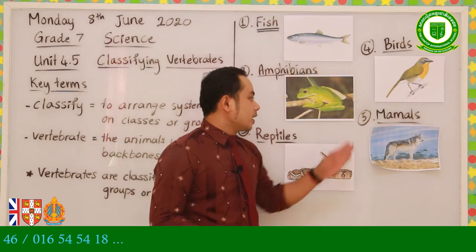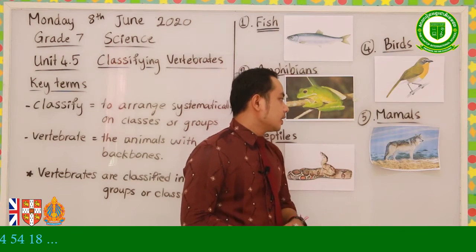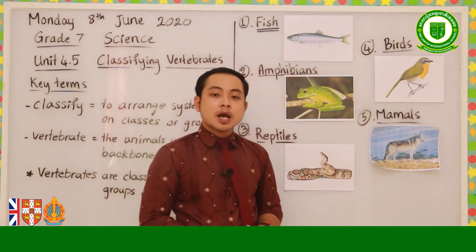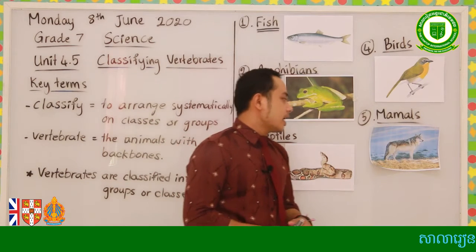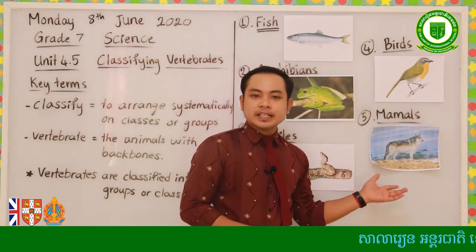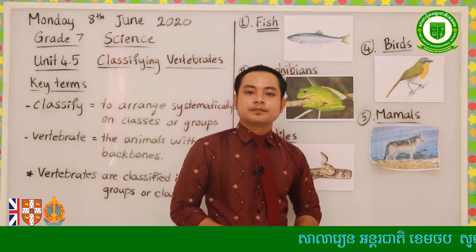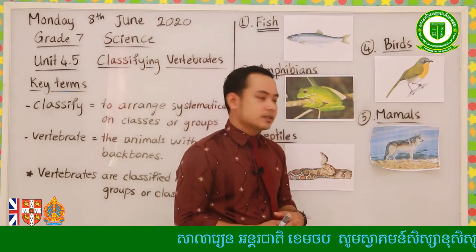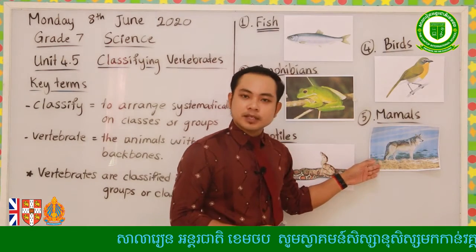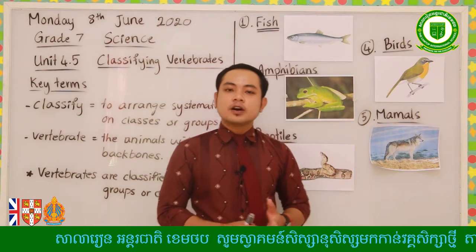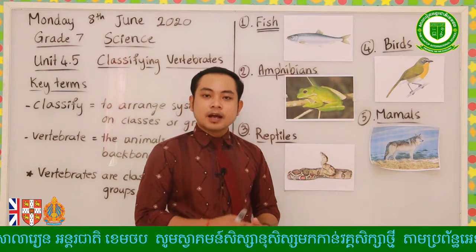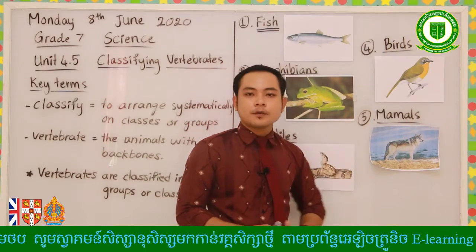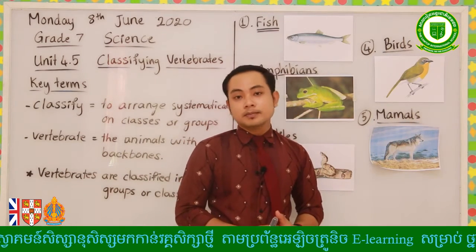Okay. Number 5, the fifth vertebrate is called mammals. Mammals refer to the animals that feed their babies with milk. So most of the babies are fed by milk. For example, human beings, cows, cats, dogs, elephants, buffalo. Those groups of animals we call mammals because they feed their babies with milk.